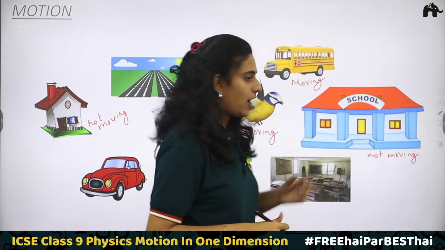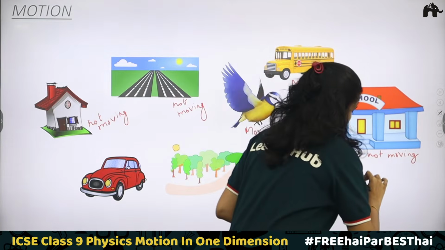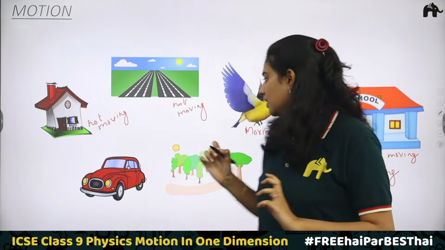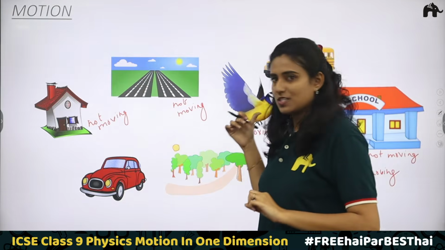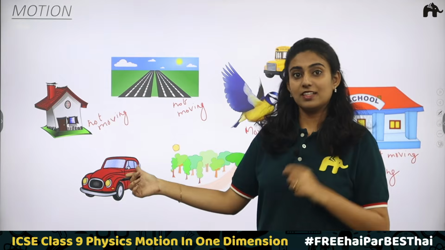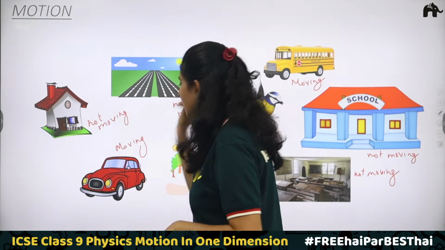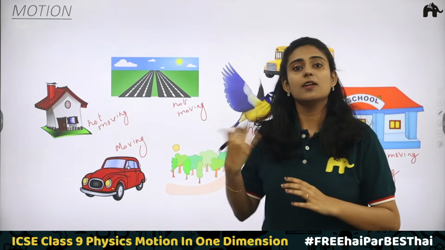Inside your classroom, you have some benches and desks. Are they moving? Not moving. What about this car? The car which you found when you were in the school bus, which is moving in the opposite direction. Okay, is it moving? Yes, this is also moving. So here we have some examples for objects that are moving and some objects which are not moving.